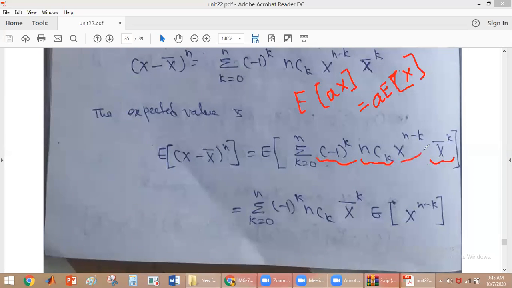Now we apply expectation only to the term x power n minus k, and all the other terms we write outside the expectation. So it is the summation k is equal to 0 to n of (minus 1) power k, n c k, x bar power k, times the expectation of x power n minus k.